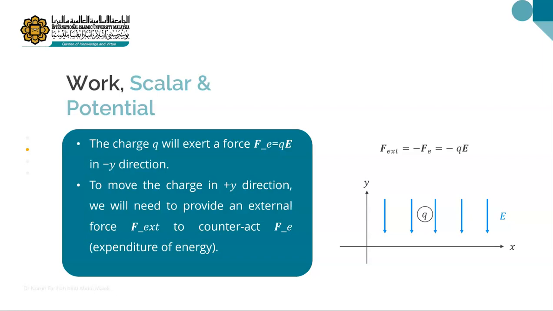So refer to the figure here. When you have a charge Q, the charge Q will exert a force Fe equals QE in the minus Y direction. That's why you will need an external force, F external, that will counteract Fe, which is the expenditure of energy in the positive Y direction.